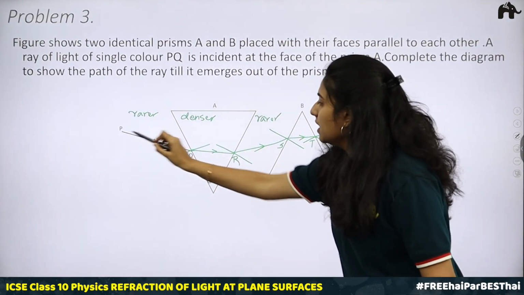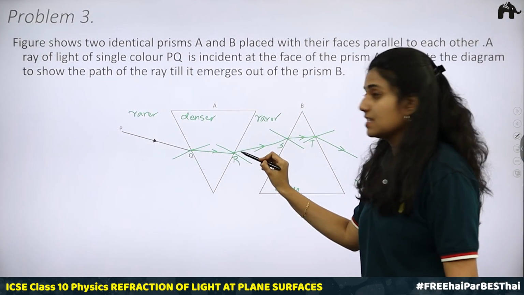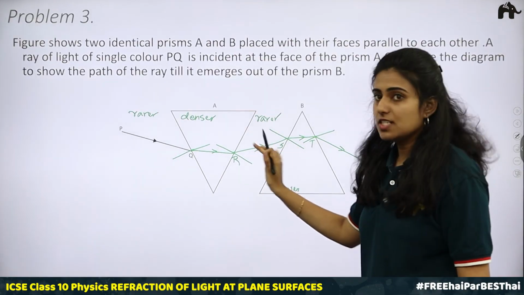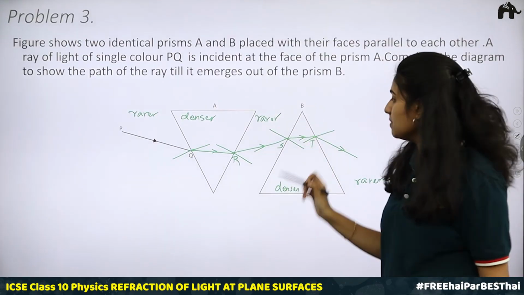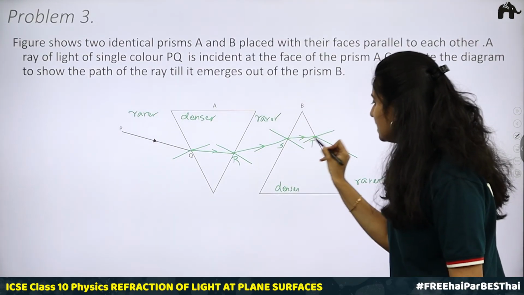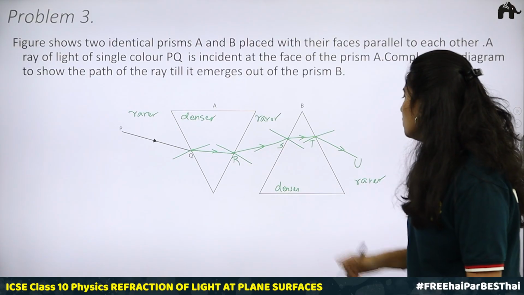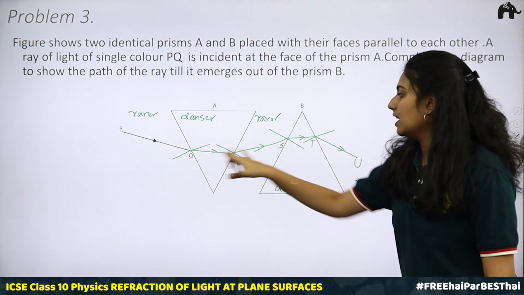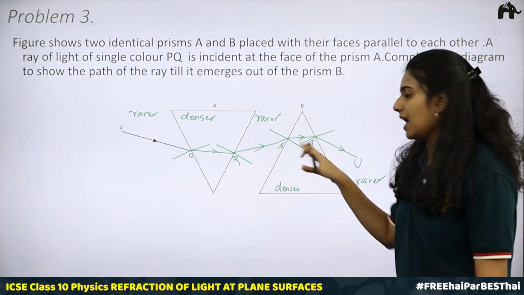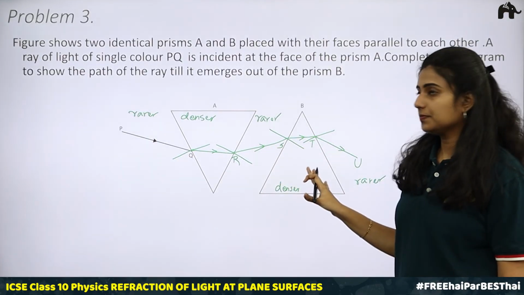We started with PQ as the incident ray, QR is the refracted ray, RS is the emergent ray of the first prism and the incident ray of the second prism. Then you have the refracted ray ST. Let's mark this as U. TU is the emergent ray. Complete the figure with the ray direction, or the path of the light ray. Clear?